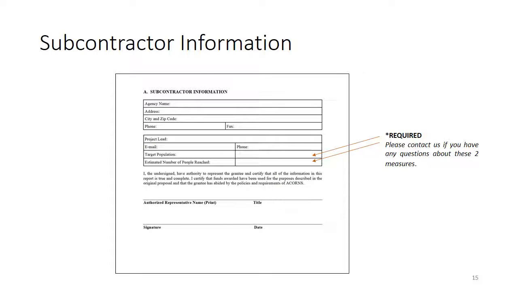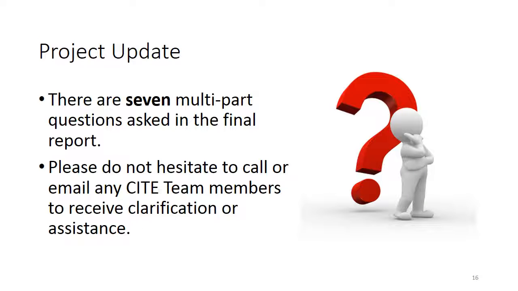So the first part is the subcontractor information, so make sure to fill out all the information you can, and then the target population, estimated number of people reached, is just the same as ACORNS, but relating to CITE. For the project update, there are 7 multi-part questions asked in the final report, and if you do have any questions on these, I would encourage you to look at the sample final report for CITE and look at the kind of answers that we have shaped, to get an idea of what kind of answers we're looking for.